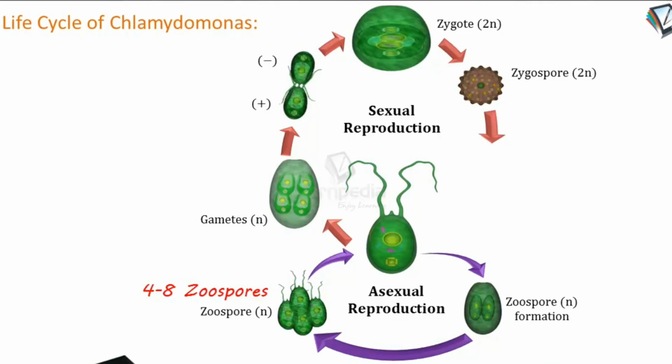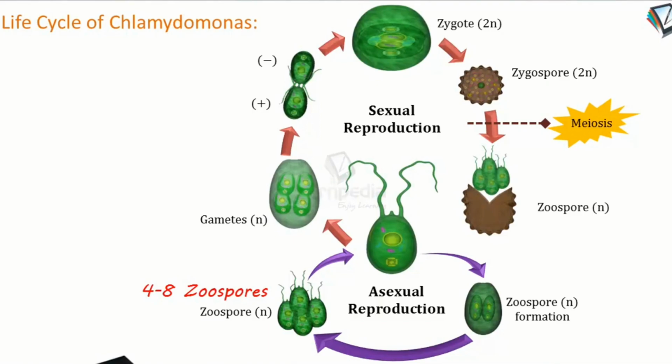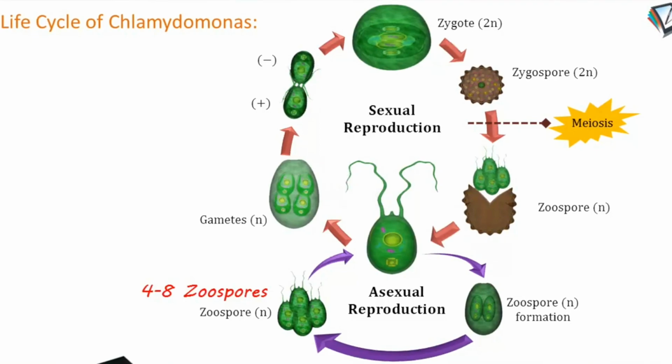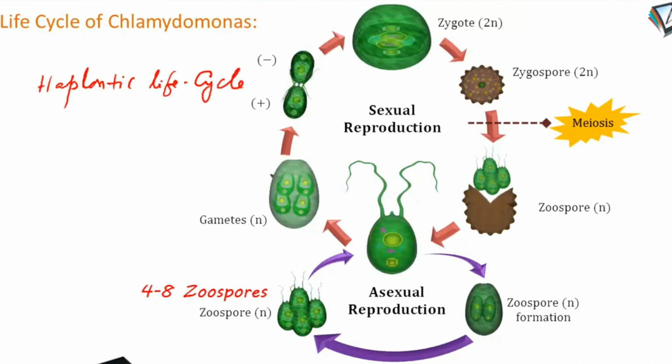The protoplasm of the zygospore undergoes meiosis, reduction division, and zoospores are produced. Because it is reduction division, the zoospores are haploid. These zoospores directly grow into Chlamydomonas plants. So this life cycle of Chlamydomonas is called haplontic life cycle. It means the major stages of the life cycle are haploid. The diploid stage is confined only to the zygote. That is why it is called haplontic life cycle.